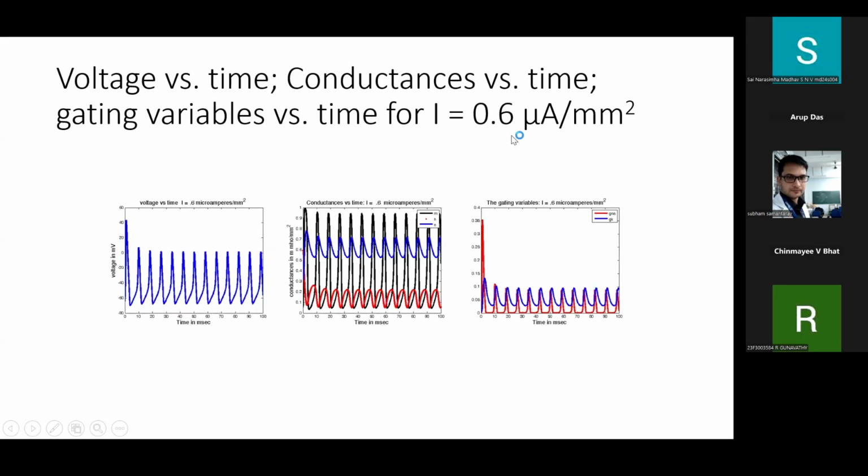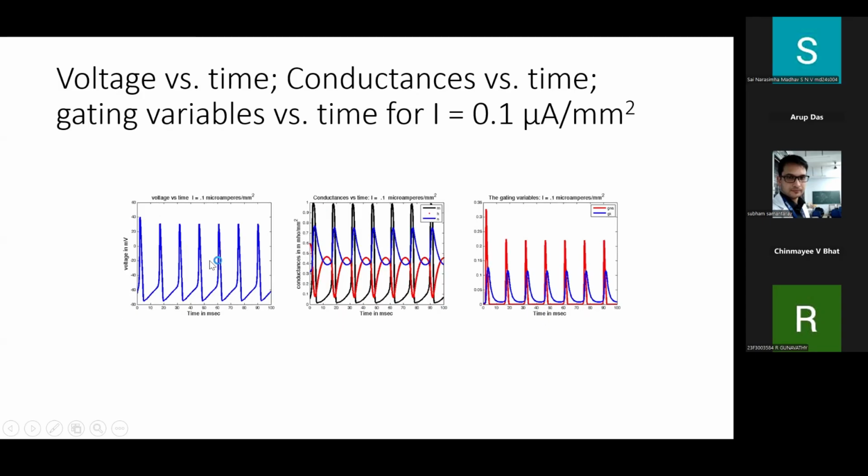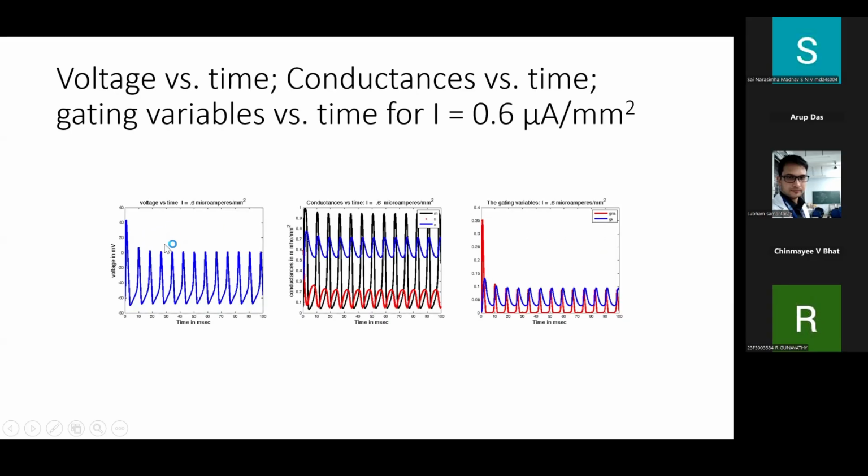Now, as you increase the current further, you see that the frequency of the action potentials also increases slightly. But as you increase it further, beyond a point, the APs start losing amplitude. In the original case, the AP goes all the way up to some plus 30. But as you increase the input current, the frequency increases slightly, but the amplitude goes down. See that the amplitude is almost zero here. As you keep increasing current, the amplitude goes further down. So beyond a point, the amplitude is so low that you cannot call it an AP anymore.